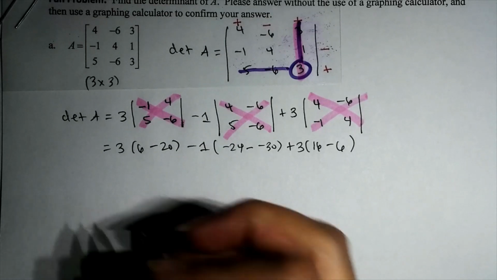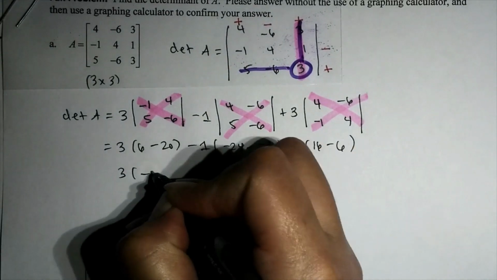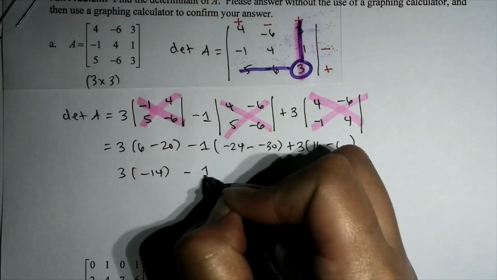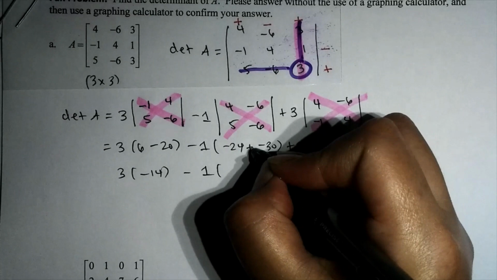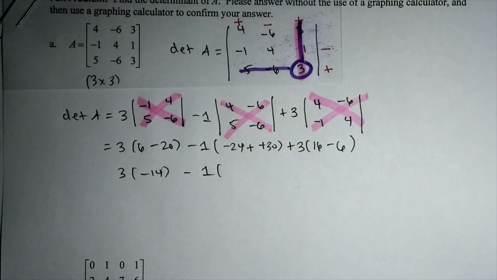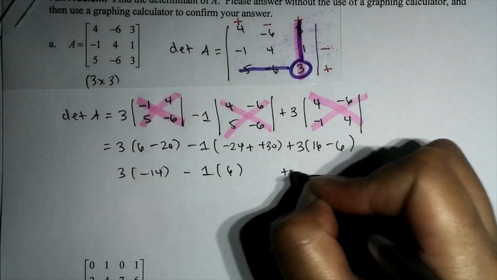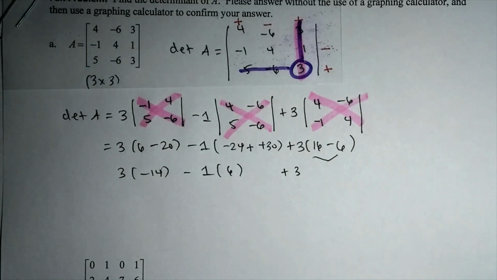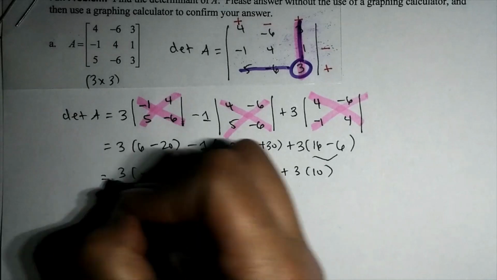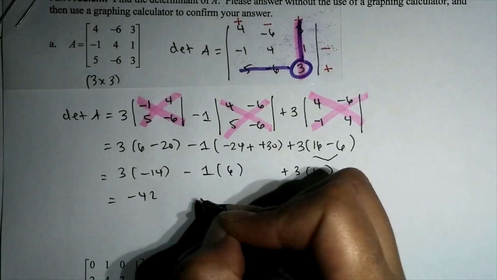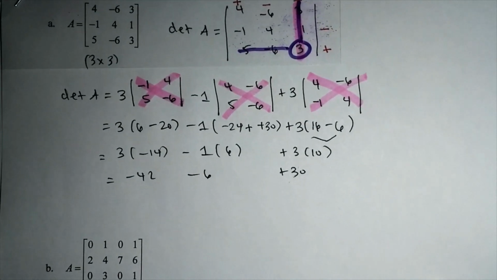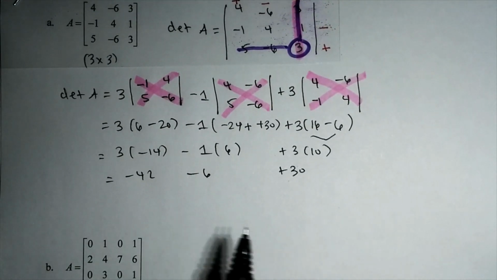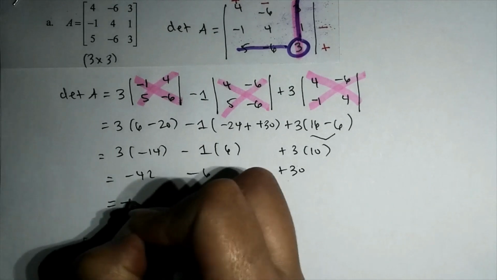We got this. So we have 3 times, I believe that's negative 14, minus 1 times the difference of negative 24 and negative 30, which is 6, plus 3 times the difference of 16 and 6, which will give us 10. First product will give us negative 42. Next product will give us 6. Final product gives us 30. Last time I checked, negative 42 minus 6 plus 30, when I punched it in, gives us negative 18.